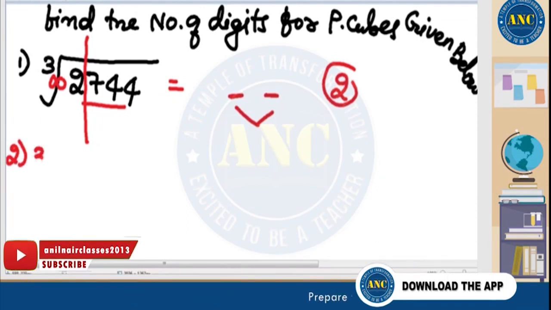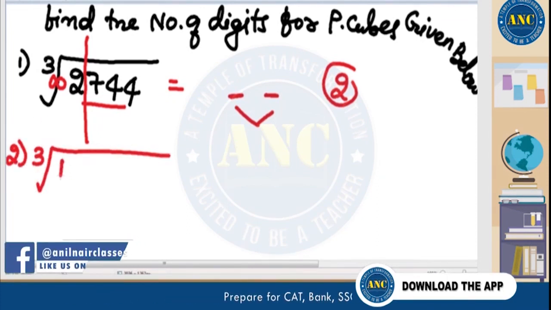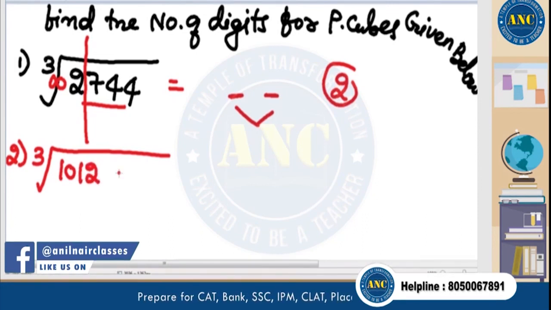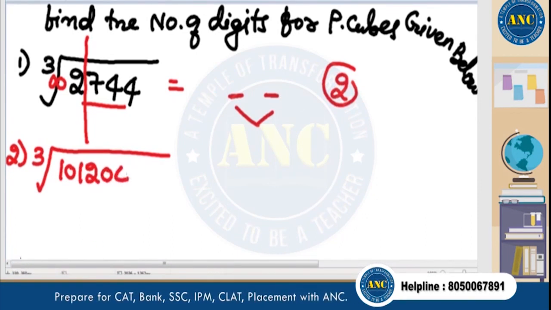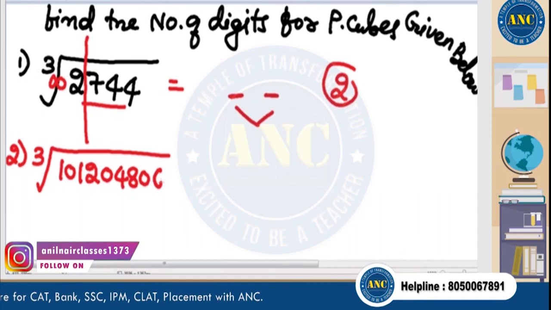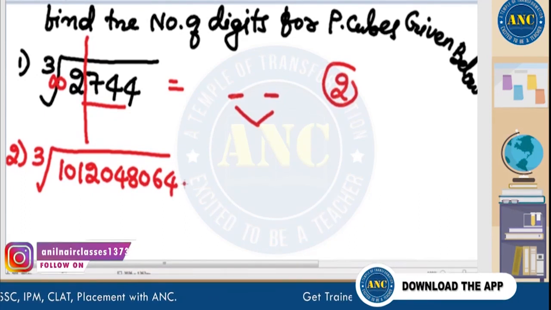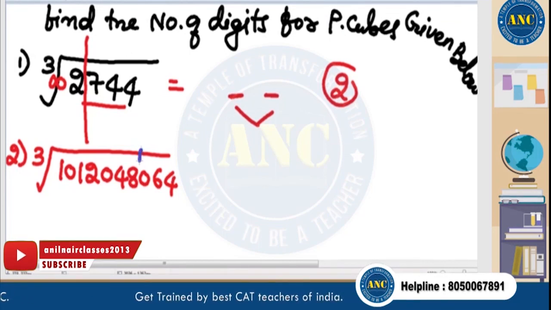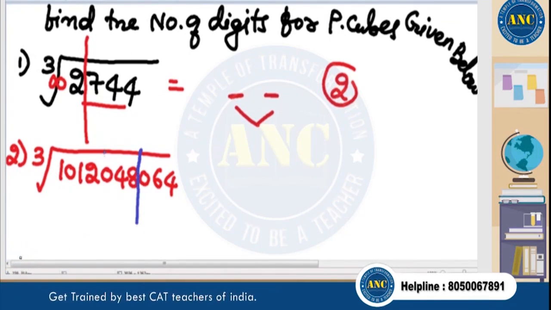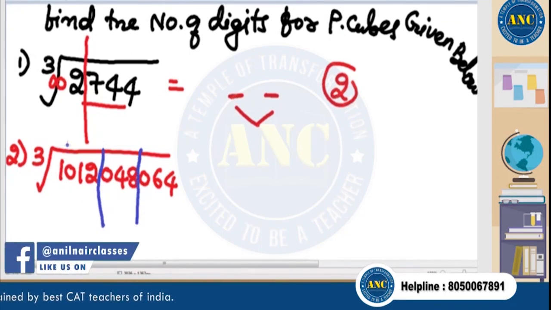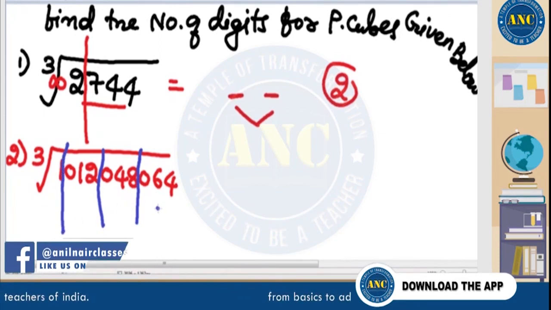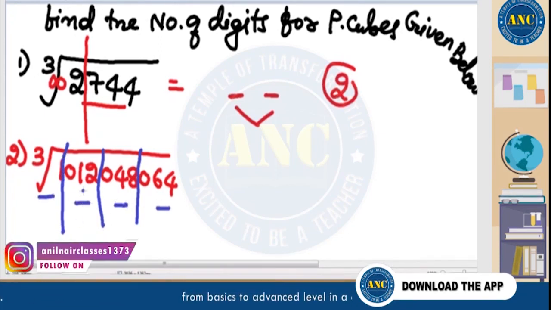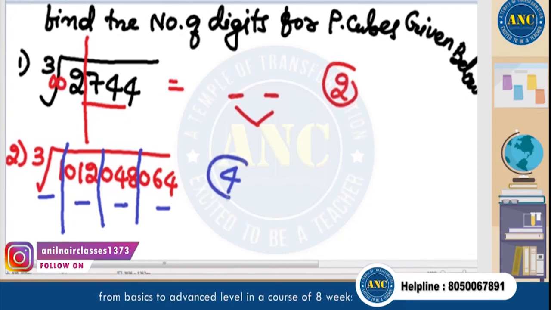Second question. Cube root of 1012 048 064. 1012, 048, 064. Answer will be after 3. 1, 2, 3, 4. Answer will have 4 digits.